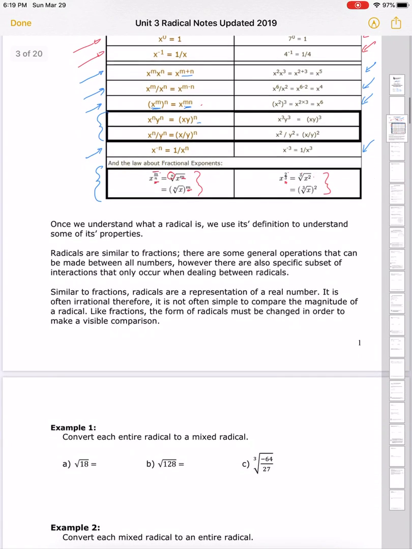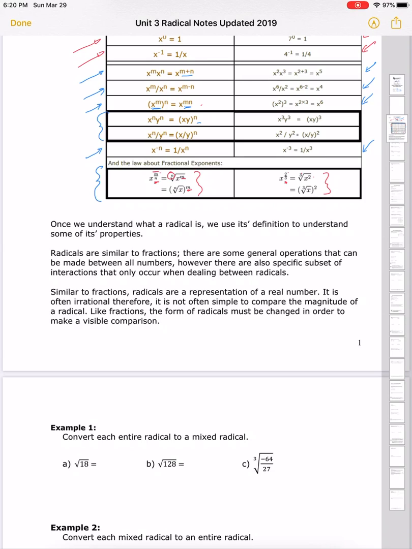Once we understand what a radical is, we use its definition to understand some of its properties. Radicals are similar to fractions. There's some general operations that can be made between all numbers. However, there are a specific subset of interactions that only occur when dealing with radicals. Similar to fractions, radicals are a representation of a real number. It is often irrational, therefore it's not often simple to compare the magnitude of a radical. Like fractions, the form of radicals must be changed in order to make a visible comparison.